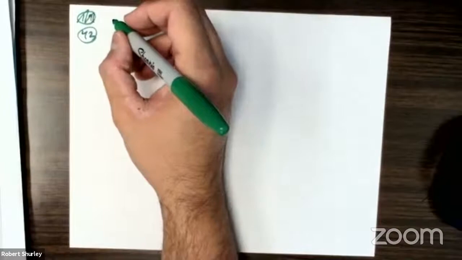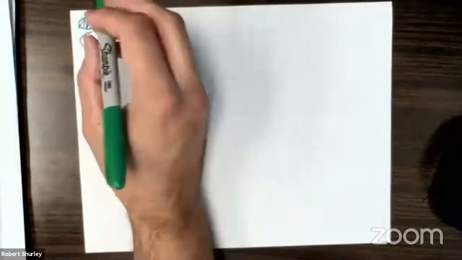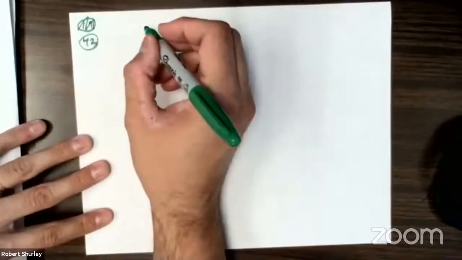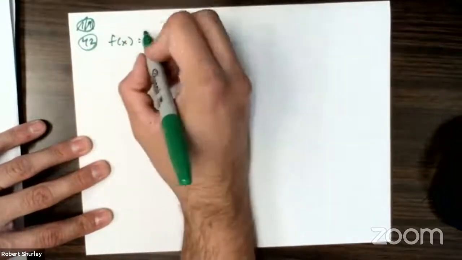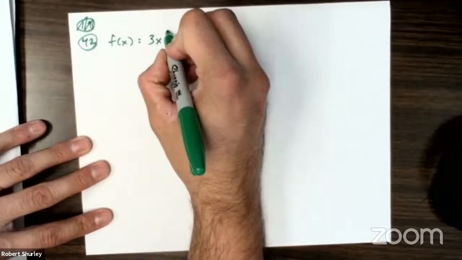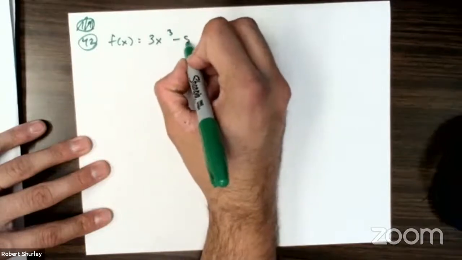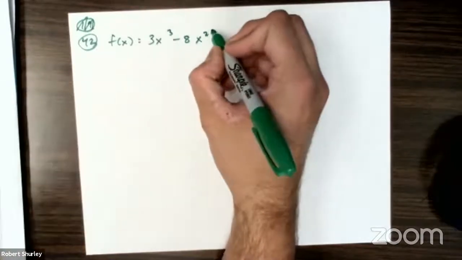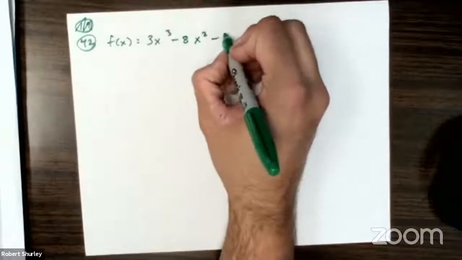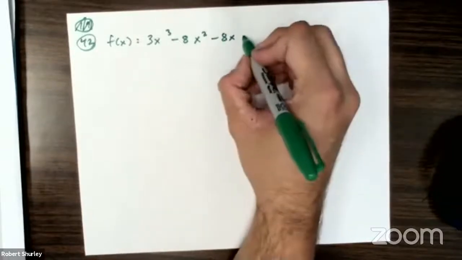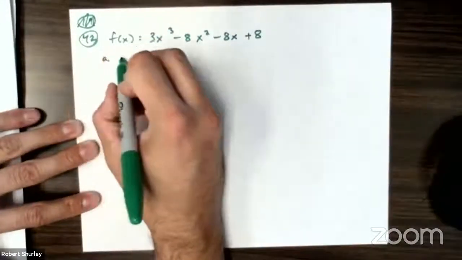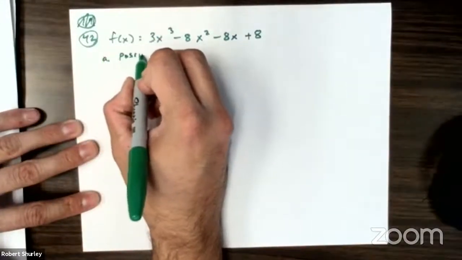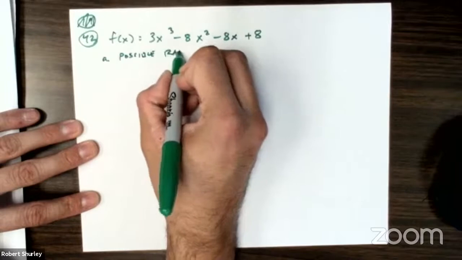42 says, now it's got an equation. It's okay. Look, if you see an equation, it's on page 387. I want you to automatically think of it like a function. Okay? 3x cubed minus 8x squared minus 8x plus 8. Okay? Now for part A, we're going to list possible rational zeros.